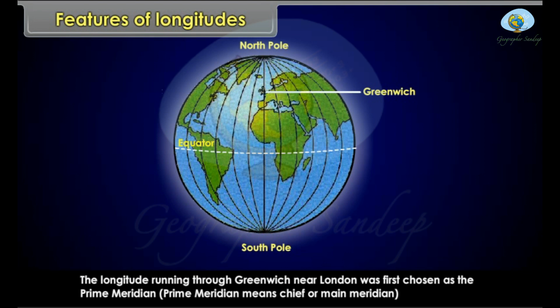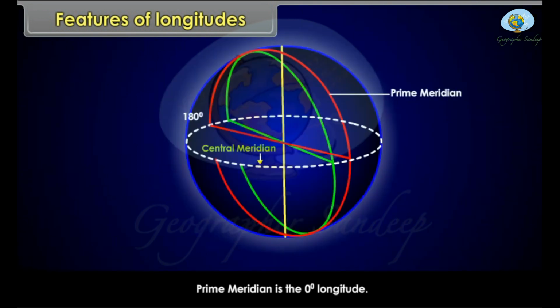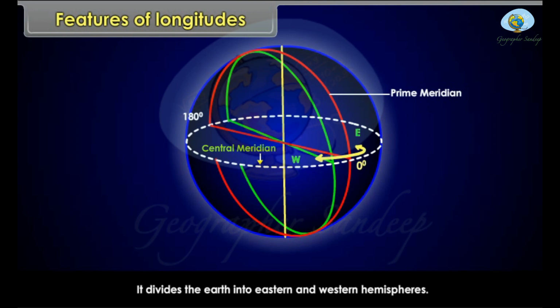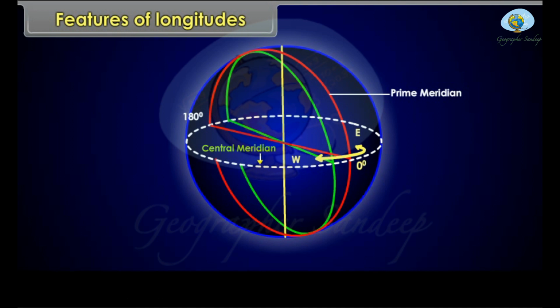The longitude running through Greenwich near London was first chosen as the prime meridian. Prime meridian means chief or main meridian, having noon at the same time at all places on this line. Prime meridian is the 0 degree longitude. It divides the Earth into eastern and western hemispheres. They are semicircles. Longitudes are 360 in all, 180 in the east and 180 in the west of prime meridian. 180 degrees east and 180 degrees west is one longitude.